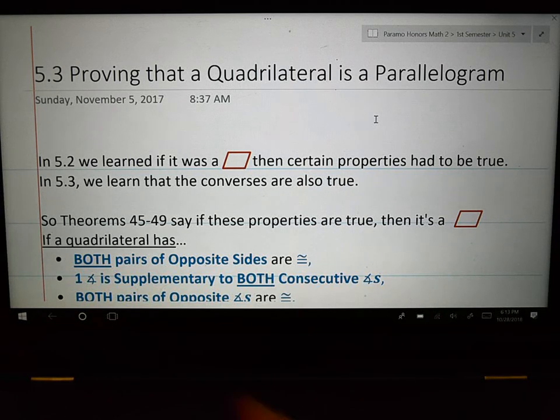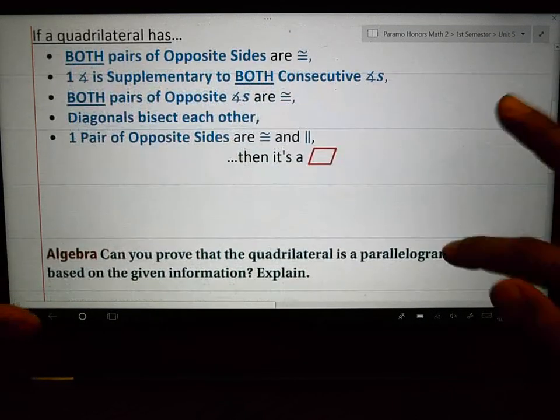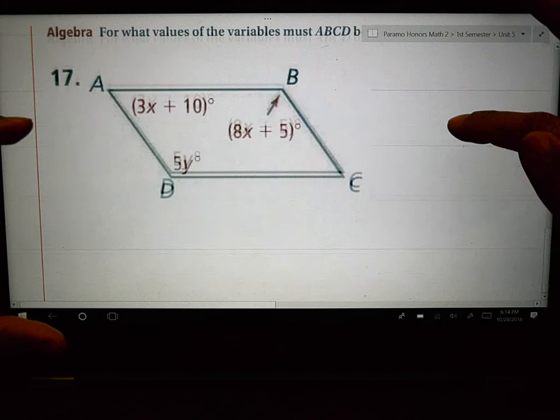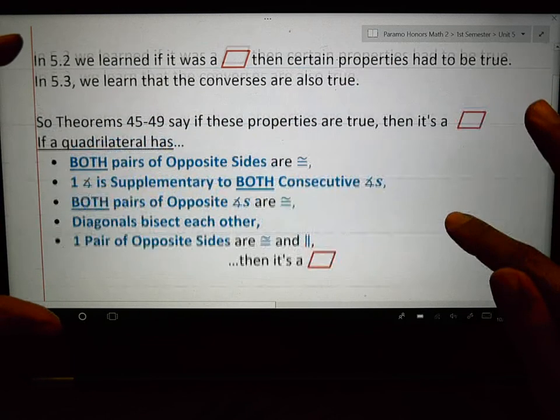5.3, proving that a quadrilateral is a parallelogram. So what I'm going to do is try to center this just for you, because we have 2 examples and a few things that students are going to need to write.